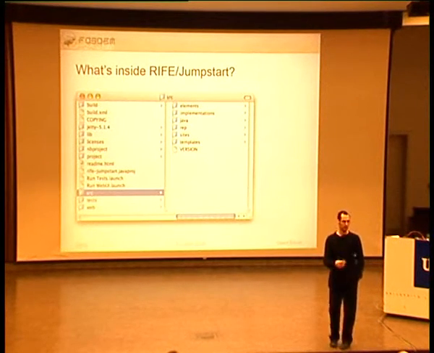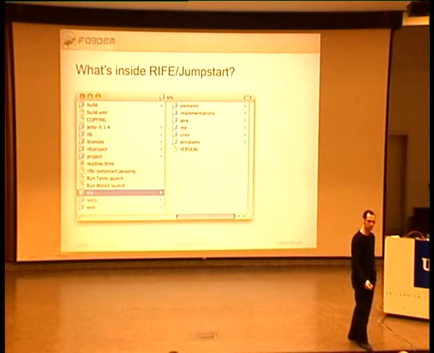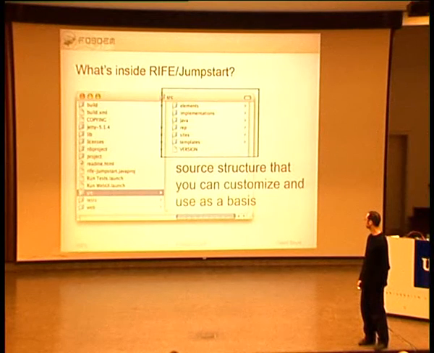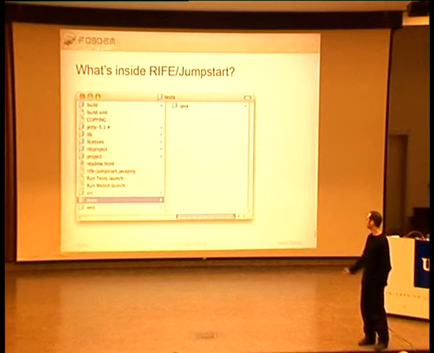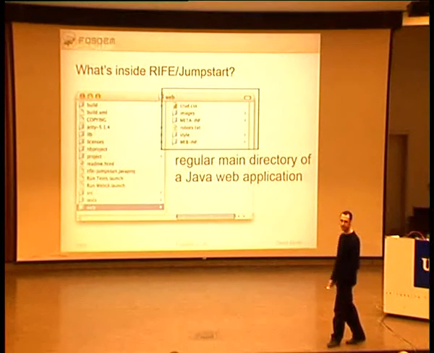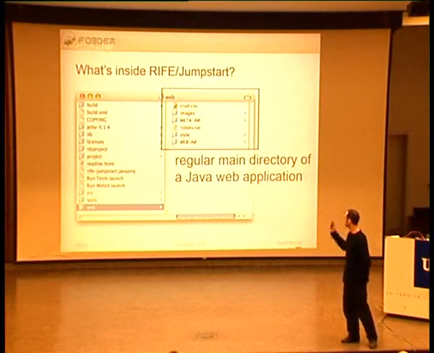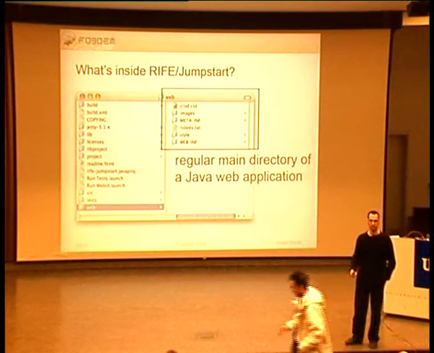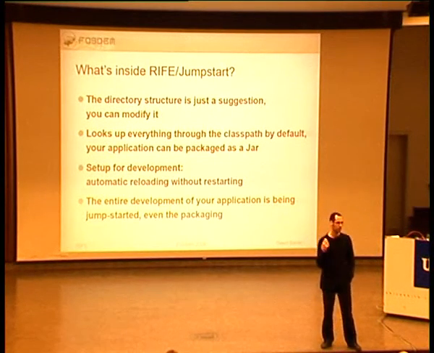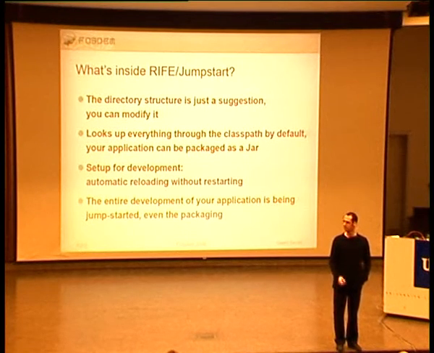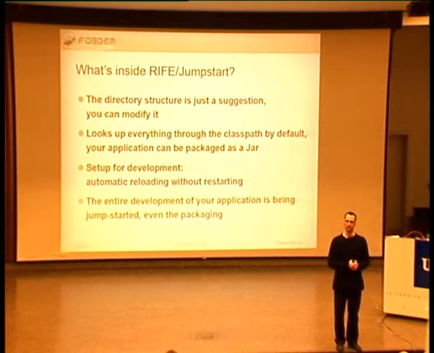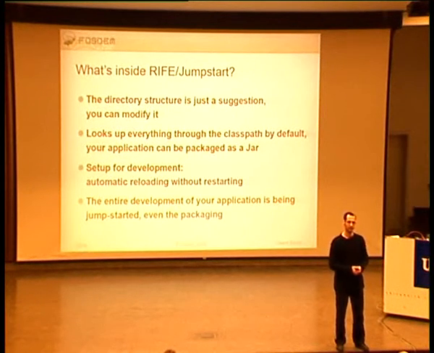Then some sources, a source directory that's laid out for you. It's just an example. You can do whatever you like with it, but it's just an example that works well for most people. Some Java tests, out of container tests, and a regular main directory of a Java web application. You'll see the WEB-INF, and for the rest a bunch of CSS files and stuff like that. So this directory structure of your sources is just a suggestion. This is something that worked well for us. It worked well to split up the different types of files that are inside the Rife project.